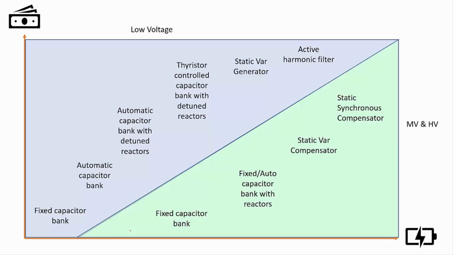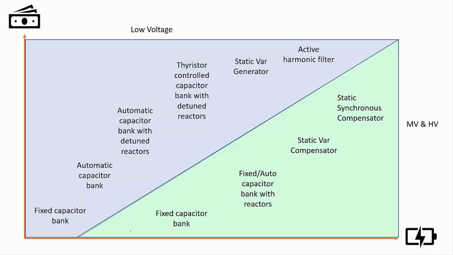Now, if we put all the solutions in a graph like this, on the blue side, there's low voltage. On the green side, it's medium voltage and high voltage. We start with the vertical axis, which is money. It's just what you're willing to invest. And on the horizontal axis is the performance. Then you go up from the fixed capacitor bank to automatic capacitor banks. Then you can add detune reactors. Then you can have detune reactors with thyristor-controlled switches. And for low voltage, SVGs and active harmonic filters are top of the line.